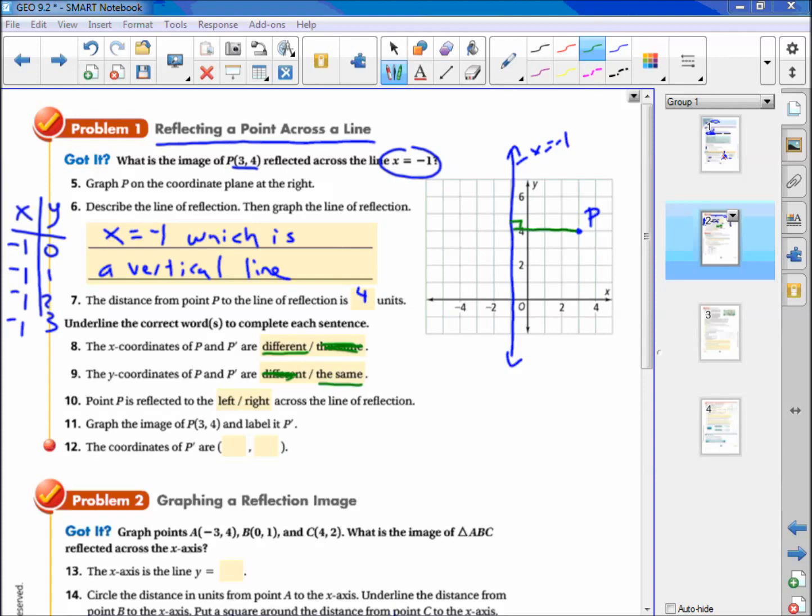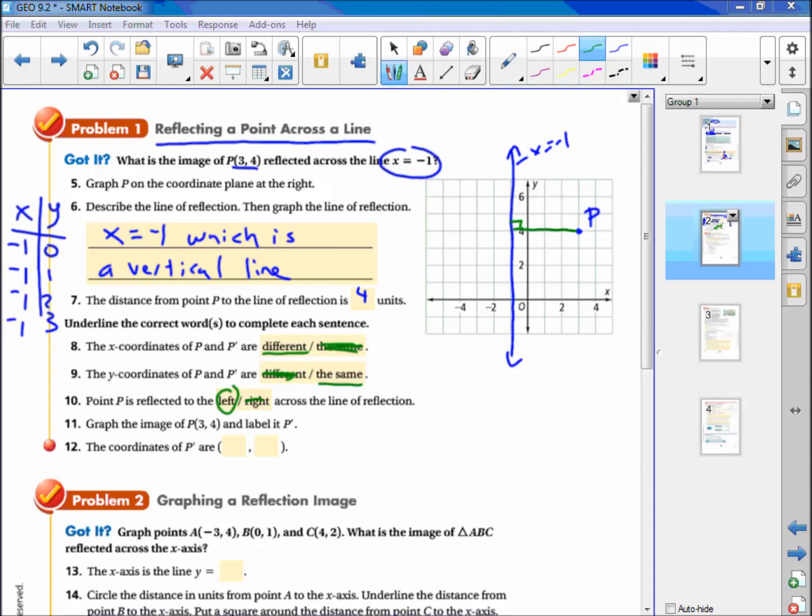So point P is reflected to the, let's see, P is over here on the right, so P prime when it gets reflected will be on the left. So it'll be on the left across the line of reflection. Okay, so graph the image of P (3, 4) and label it P prime.